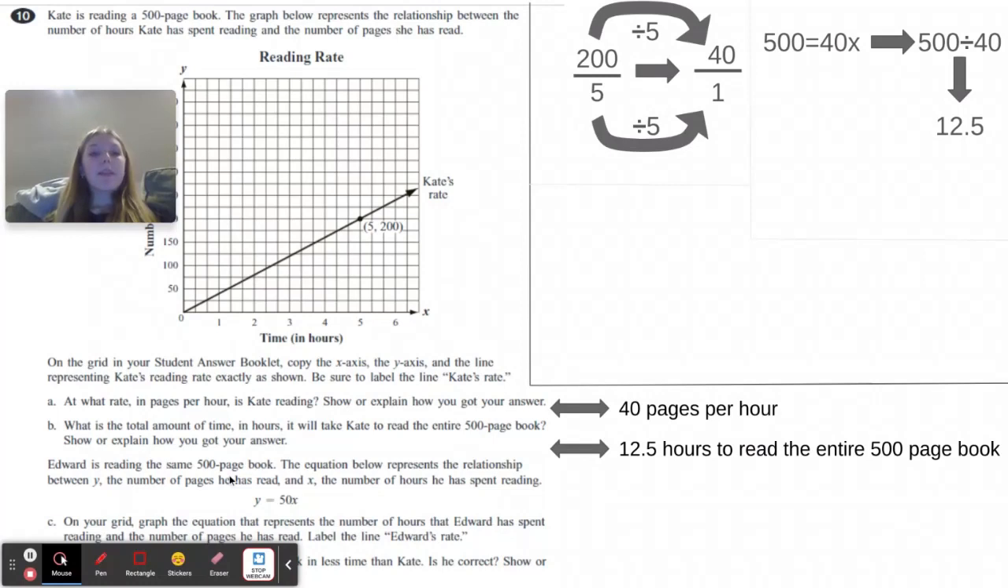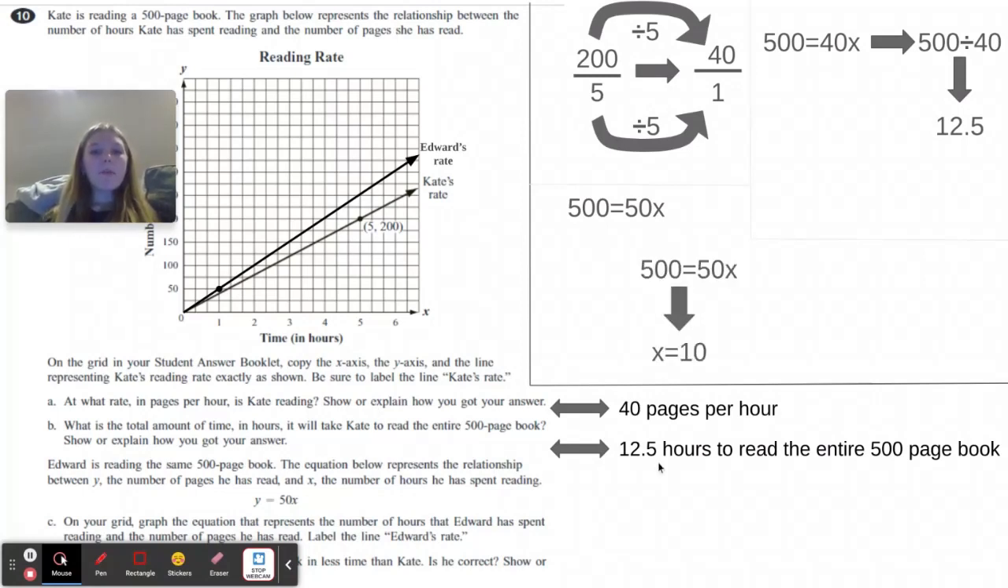Next, Edward is reading the same 500-page book. The equation below represents the relationship between y, the number of pages he has read, and x, the number of hours he has spent reading: y equals 50x. On your grid, graph the equation that represents the line of hours that Edward has spent reading and the number of pages he has read, labeled Edward's line. So 50x means that the slope is 50. So it's 50 pages per hour, so we go up 50 for every 1. That's this equation, and we want to plot it right here and make a line.